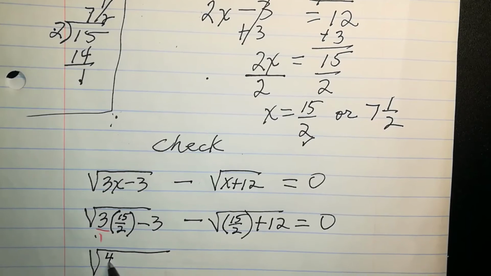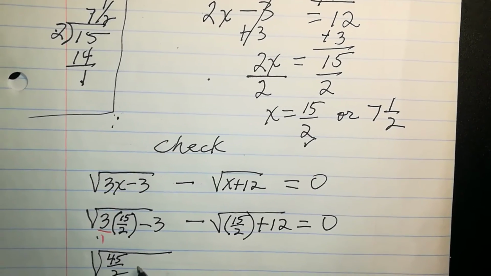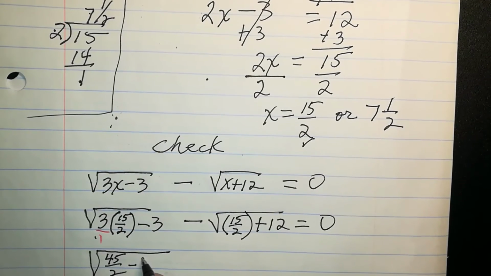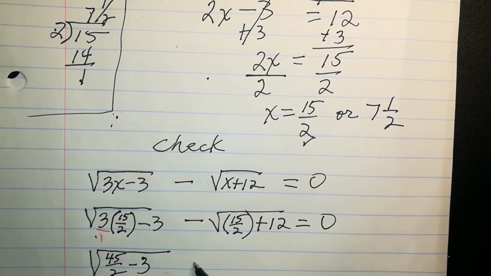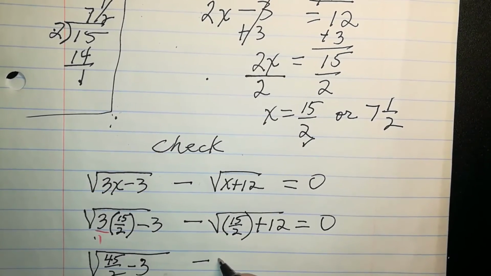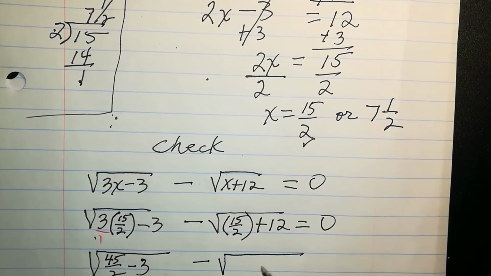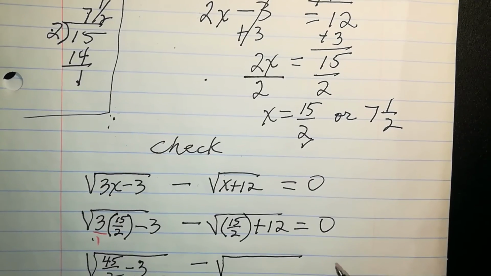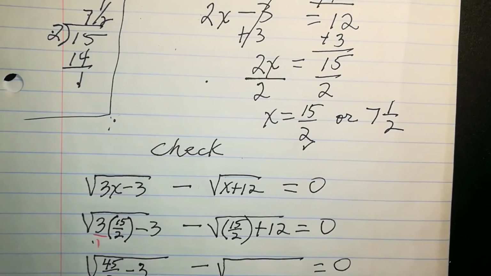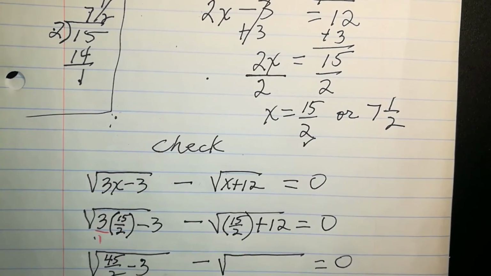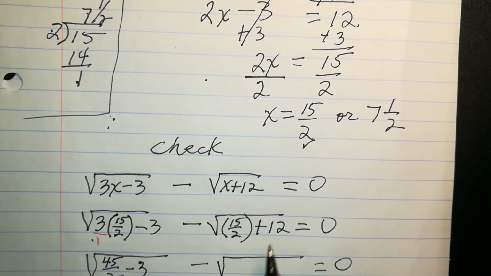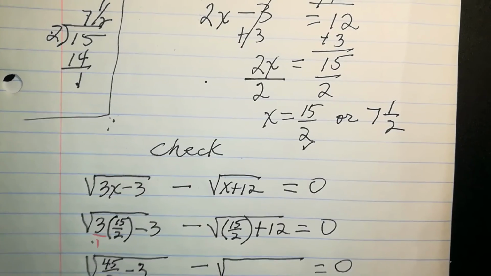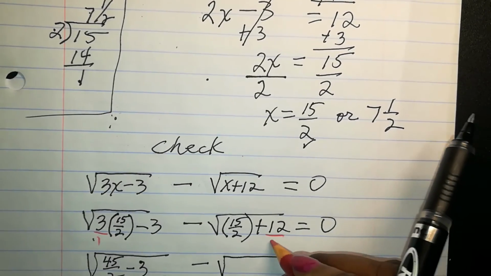That gives me 45 over 2 minus 3. Right? And I'm going to show you something with that. And this gives me, you ready? There's no work here, but let me show you something. Wait a second. If I want to put these two things together, I have to do a little bit of work. You do see that. I need a common denominator.